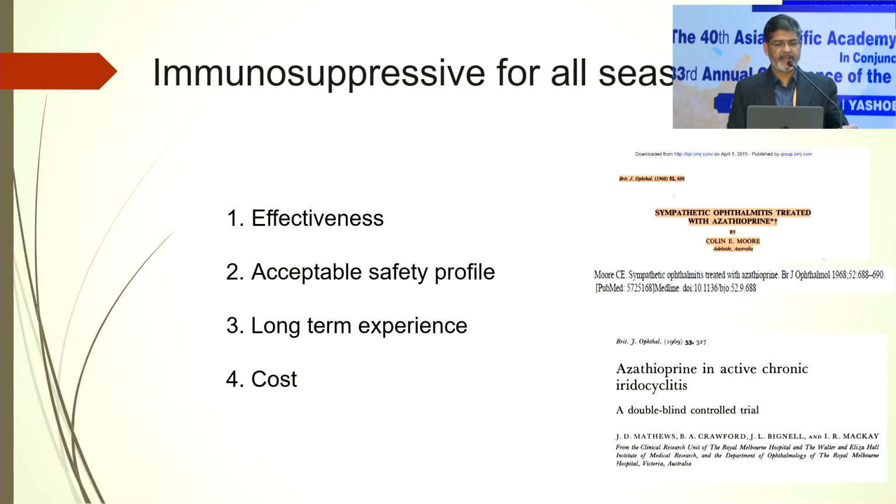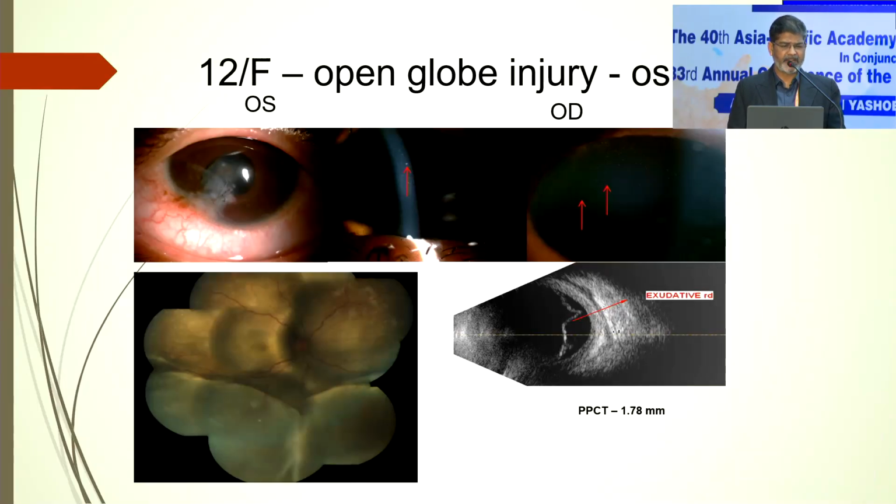And why do I say that it's a go-to immunosuppressive? Because of its effectiveness. It has an acceptable safety profile. We have long-term experience. It has been in vogue since the 1960s when it was used for sympathetic ophthalmia, and obviously the cost. So let's see a few examples.